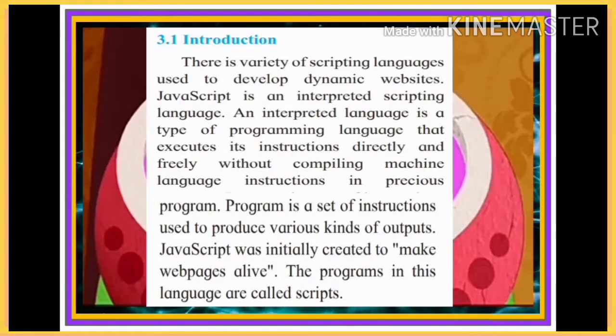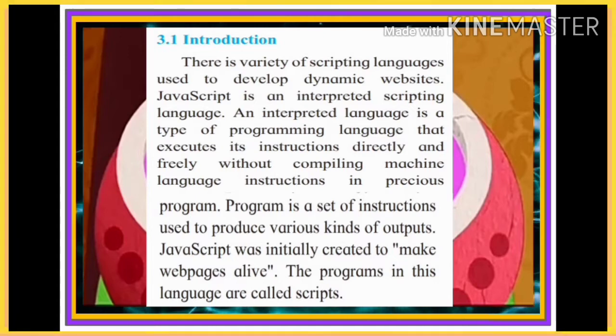Let's start with the introduction. There is a variety of scripting languages used to develop dynamic websites. JavaScript is an interpreted scripting language. An interpreted language is a type of programming language that executes its instructions directly and freely without compiling them into machine language instructions. A program is a set of instructions used to produce various kinds of outputs.